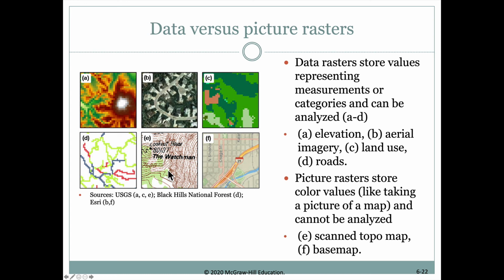But other ones are picture rasters. They're basically just a picture or a scan of a map, and these are typically used as base maps or topo sheets, in this case a tile for something like ArcGIS Online as a base map. And we're just using that as a backdrop for the information or data that we want to put on top of it.